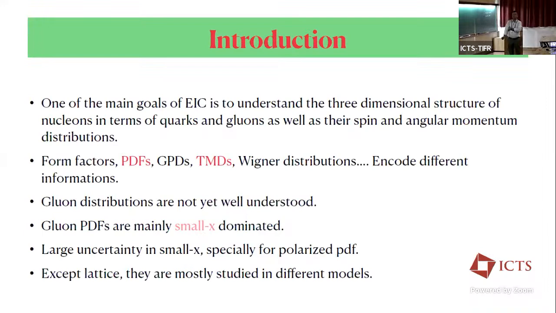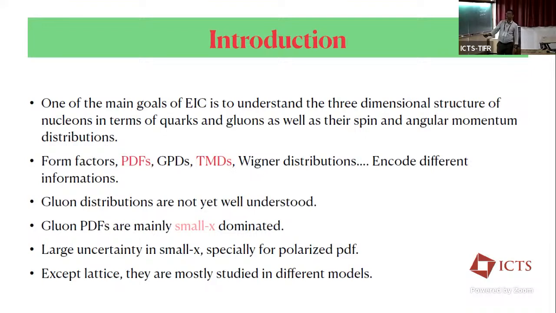We all know that the main goal of EIC is to understand the nucleon structure, not only their spatial structure, but also their spin and angular momentum and their correlations. That is what we want to extract from these EIC experiments. All this information is encoded in different distribution functions, for example form factors, PDFs, generalized parton distribution functions, TMDs, Wigner distributions, and so on.